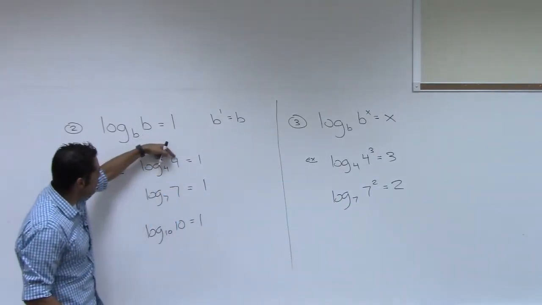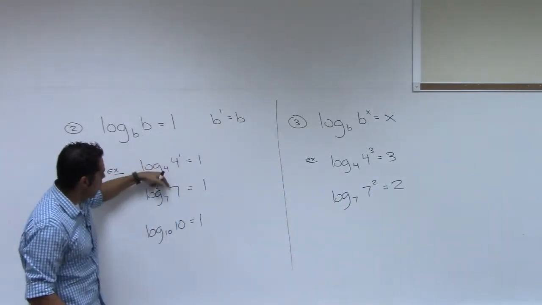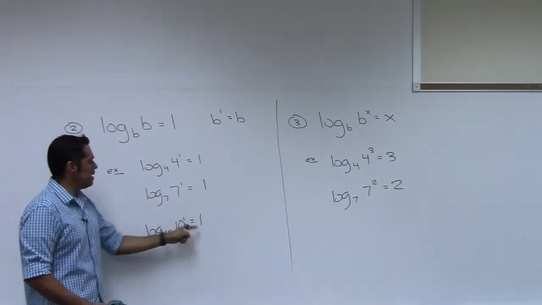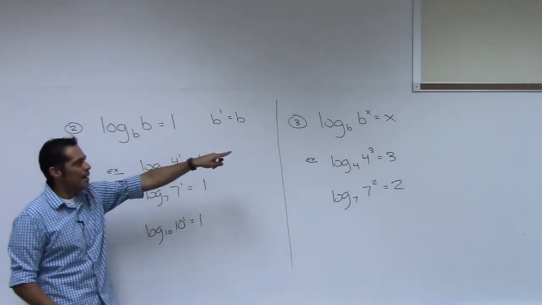Do y'all see that this property over here is actually the same thing? Because what's the power on this 4 right here? 1. What's the power on this 7? 1. What's the power on that 10? 1. So it's just spitting out the power, isn't it? That's what that property is saying.